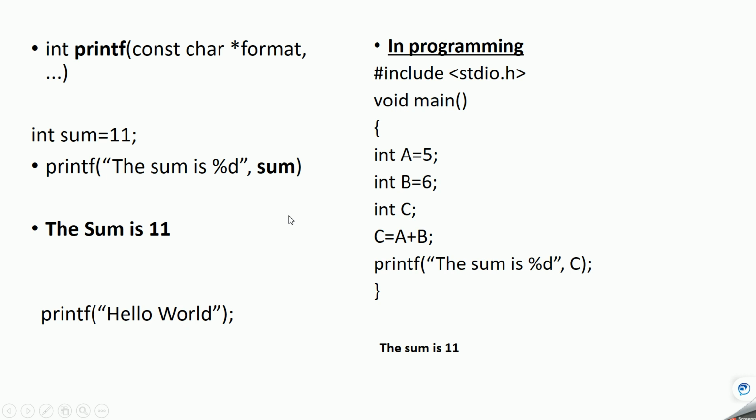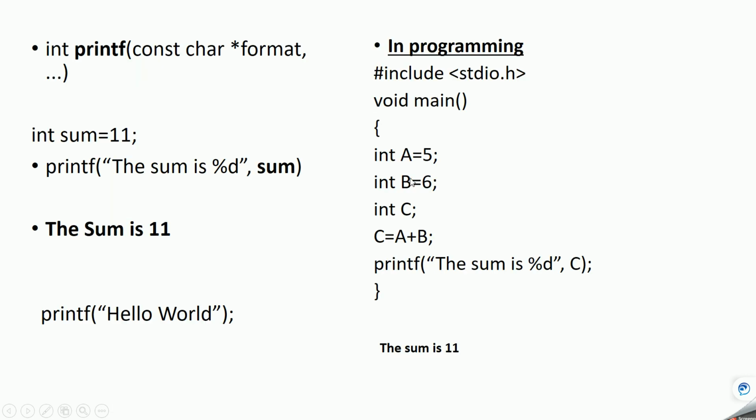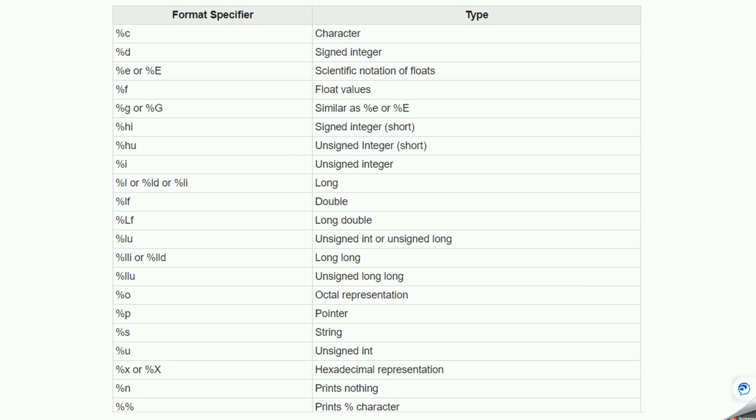There are various data types like character and float. So let's see the different format specifiers for different data types. For character we have the %c format specifier. Suppose you want to print the value of a character. In that case you give %c. Suppose c is a character, then you give %c here and it will print the value of the character.